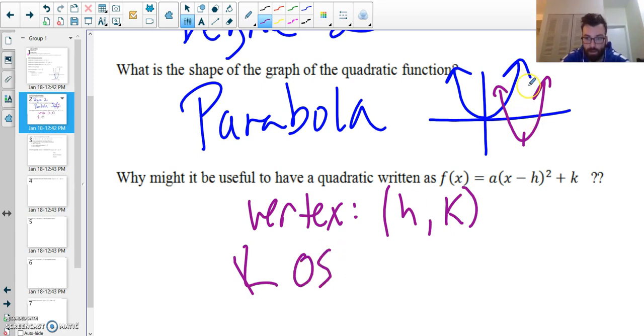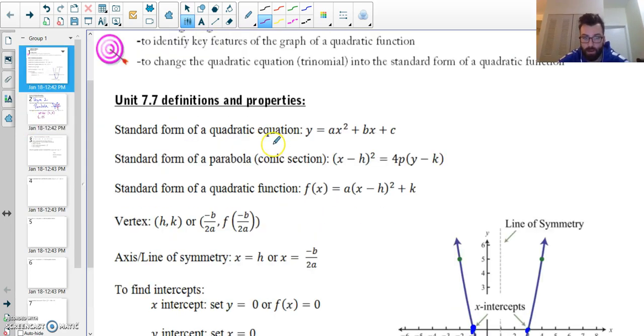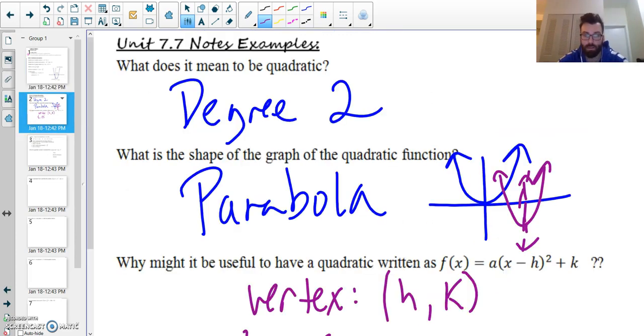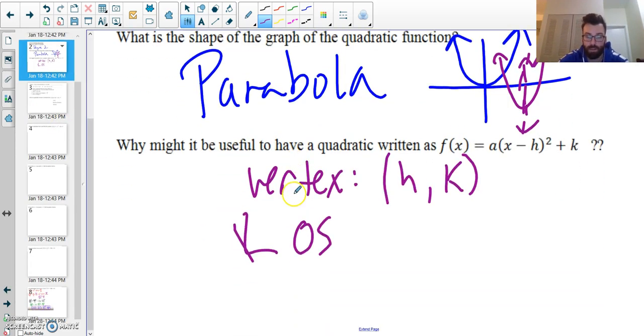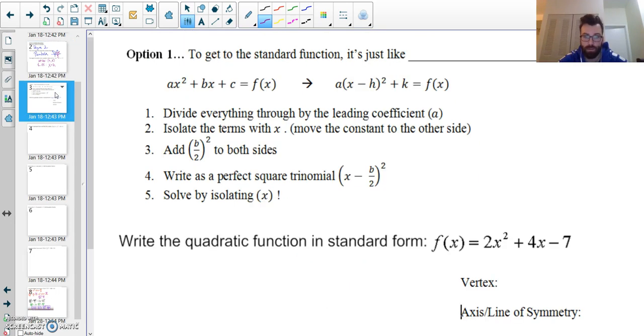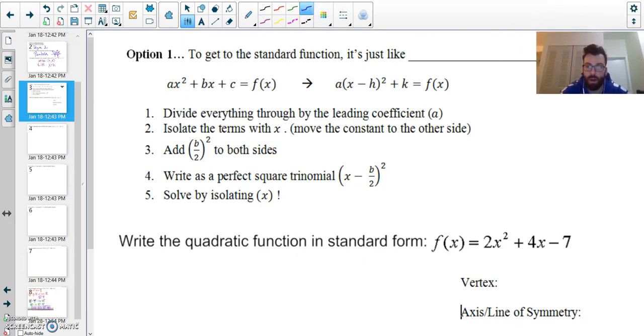Line of symmetry is always this vertical line here that goes through our function. It's our vertical line that cuts through the vertex, so it's going to be in the form of a vertical line, x equals h, the x value of our vertex. I went through that a little bit quickly because it's mostly review stuff we've been talking about for a while.